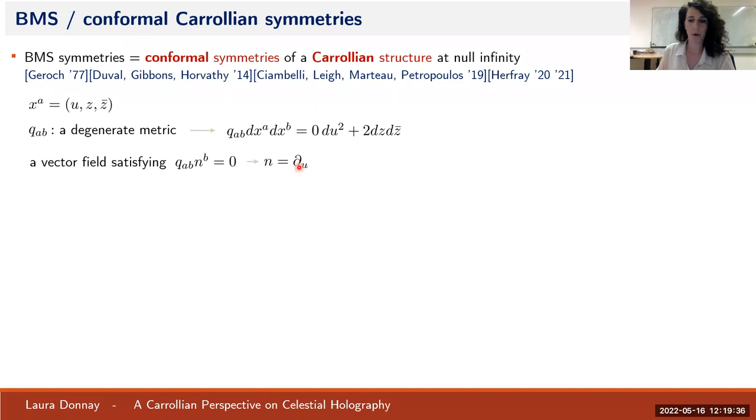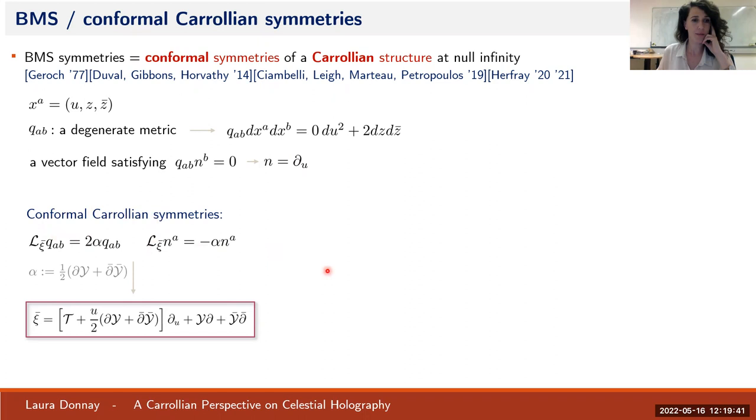So if you look at the so-called conformal Carrollian symmetries, which satisfy this equation, you find that the vector field which satisfies this equation is given by this expression. And if you are not familiar with BMS symmetries, well, basically this is exactly the restriction of a BMS vector field at null infinity, where you recognize these supertranslations and here these superrotations spanned by Y and Y bar.